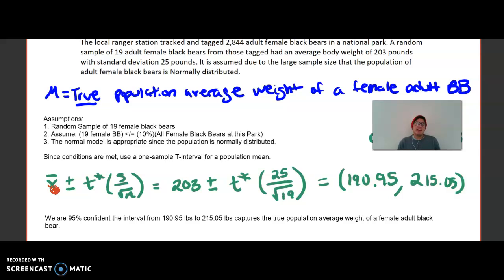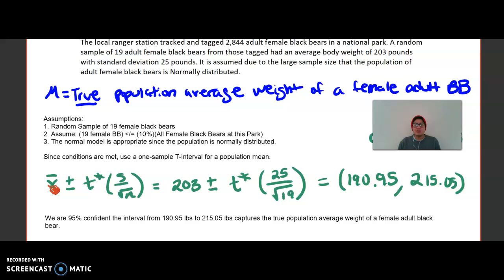So when we did a confidence interval for a proportion, we had set critical values because we were using the standardized normal distribution and using the critical values provided by the z-curve. So here, very similar, and I'll go through this now, but the parameter we're trying to estimate here is the true population average weight of a female adult black bear, specifically at this park.